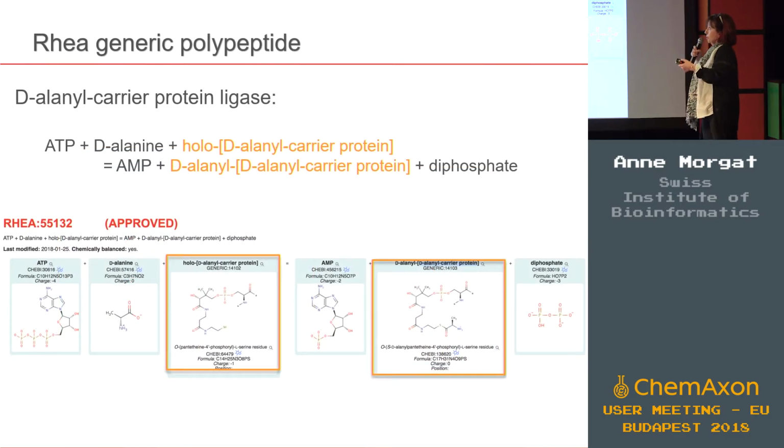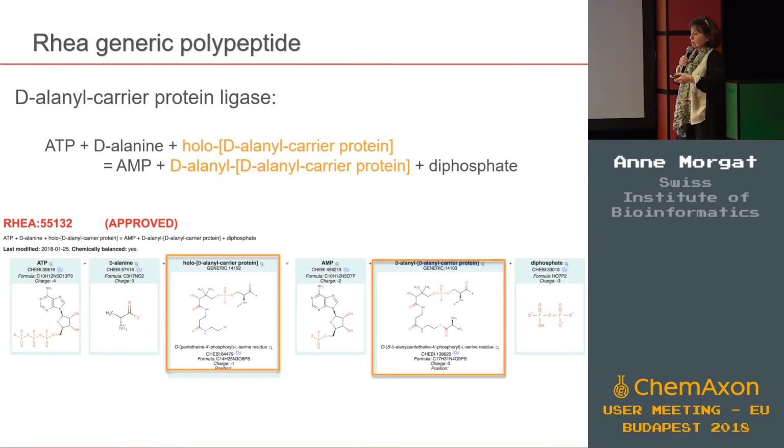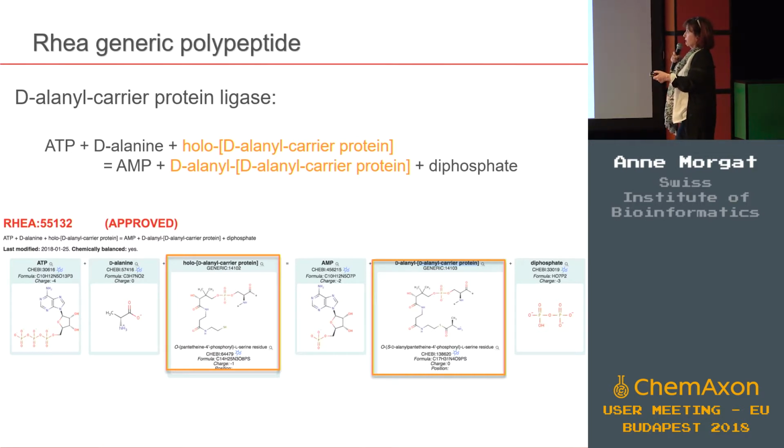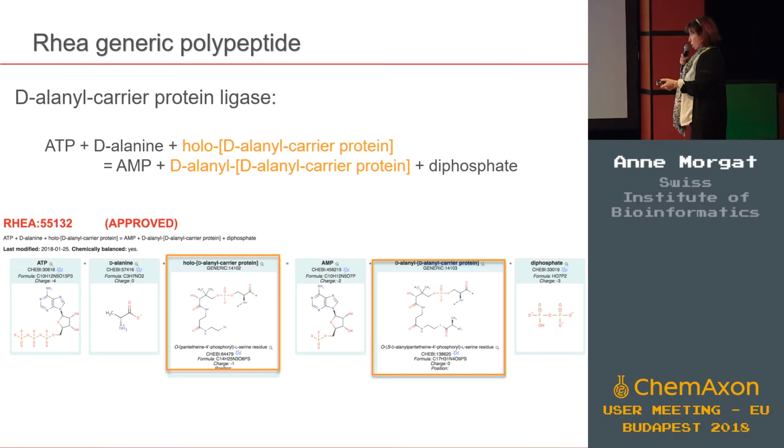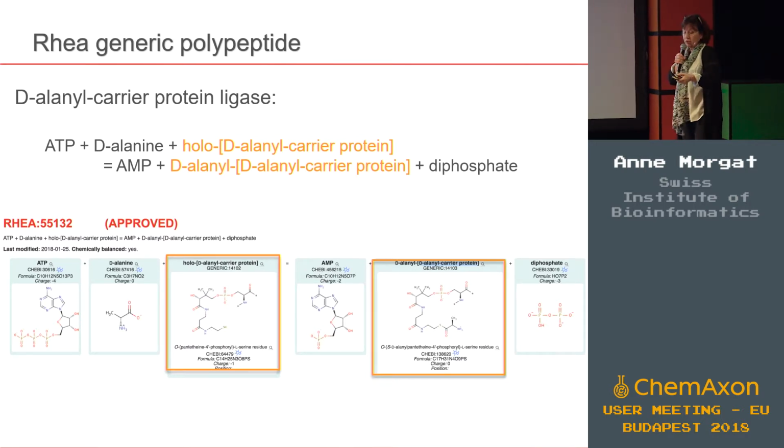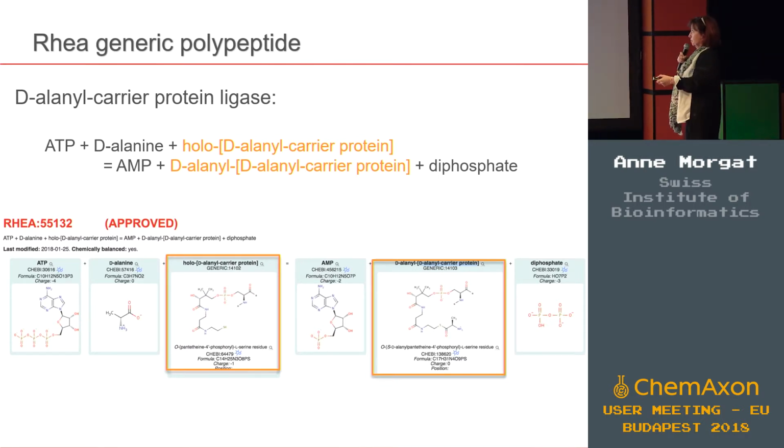This way, we are able to represent quite complex reactions, like this reaction catalyzed by D-alanine protein ligase. And here, in orange, you can see the correspondence between the protein and the KB residue that represents the RIA generic. And once again, we can ensure that our reactions are chemically balanced.